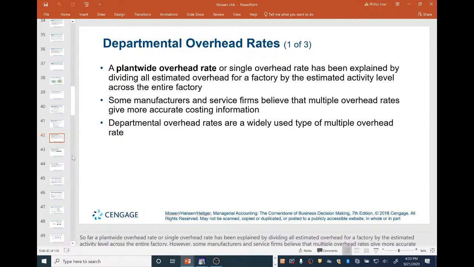Okay, so departmental overhead rates. A plant-wide overhead rate, or single overhead rate, has been explained by dividing all estimated overhead for a factory by the estimated activity level across the entire factory. So now we're looking at it on a broad spectrum over the entire factory of operations, right? Some manufacturers and service firms believe that multiple overhead rates give more accurate costing information. Departmental overhead rates are a widely used type of multiple overhead rate.